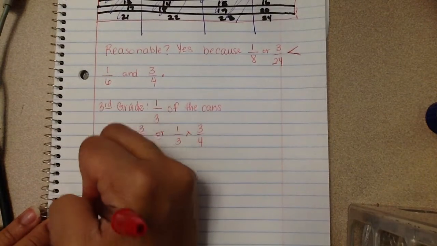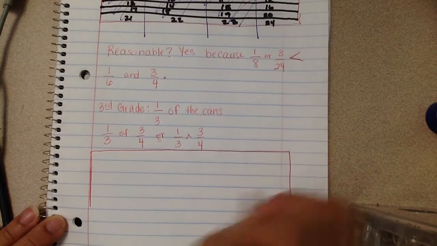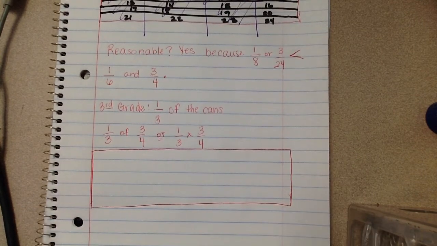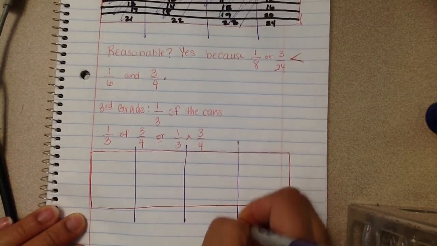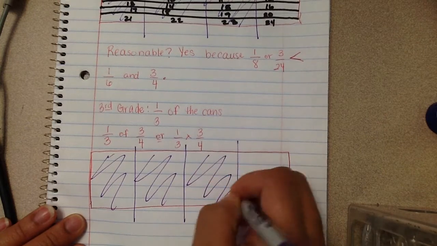Okay, again, I'm going to draw my entire bar for my school. And I know that this school collected 3/4 of a can. Or excuse me, 3/4 of a ton. Not 3/4 of a can. So I'm going to separate it into 4 parts. Shade in 3 of those parts because that's what the school collected.